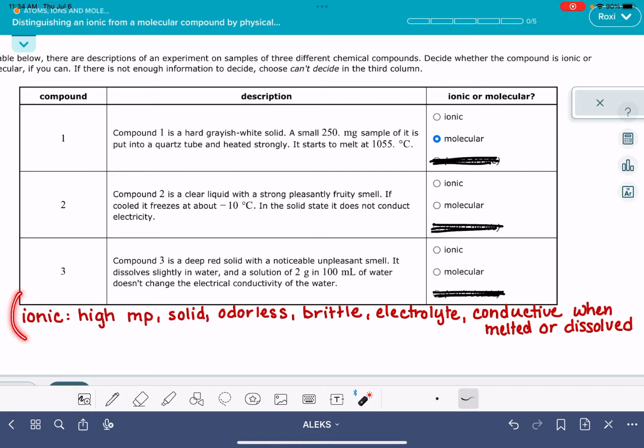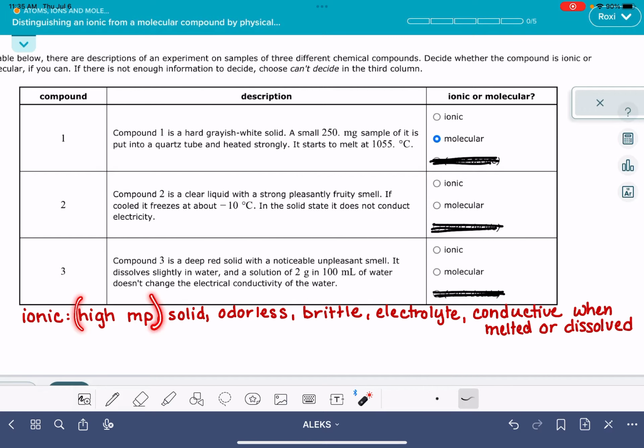So what I've done is given you a list of characteristics of ionic compounds, and as you read these descriptions, you're going to look for these particular characteristics to see if the compound has them or has the opposite of any one of these characteristics. Molecular compounds just have the opposite of these characteristics.